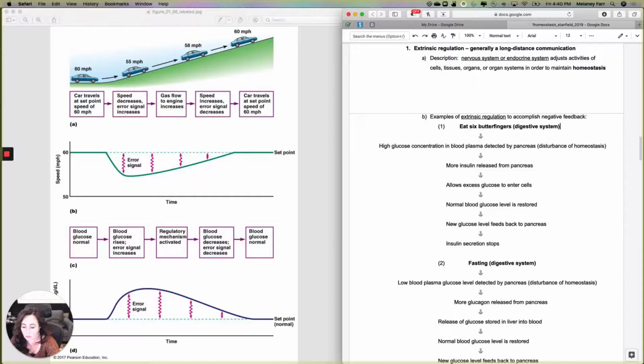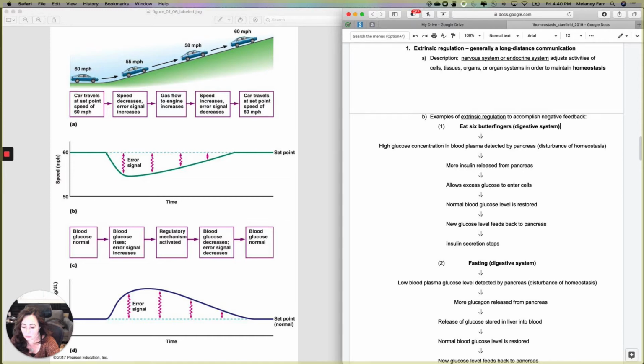So what you are going to have in this situation is you ate 6 Butterfingers. That was a digestive system disturbance, right? It was a digestive system problem. But can I fix the problem with the digestive system? Let's think about this. So what it's going to do is it's going to disturb, among other things, the glucose concentration in your blood plasma.